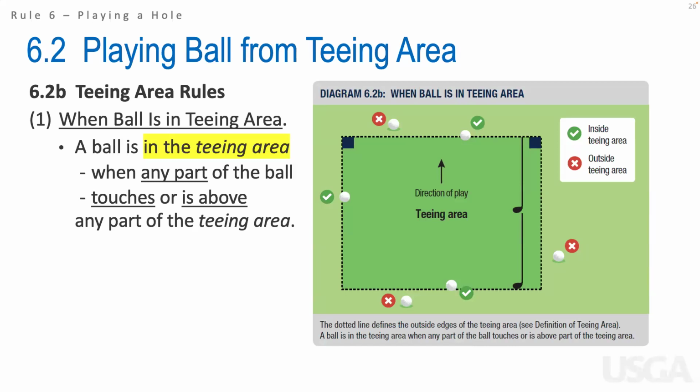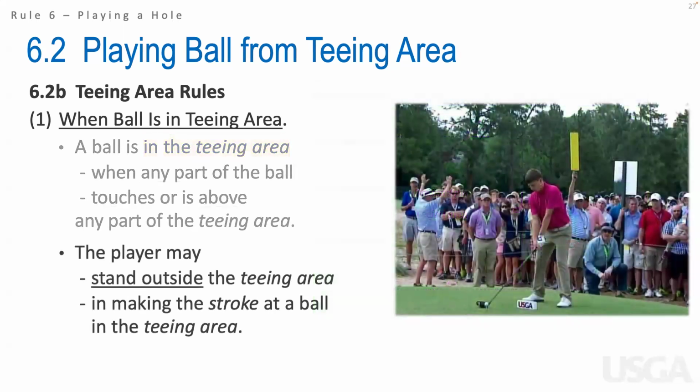But this is a great diagram showing you when your ball is inside the teeing area or if it is outside the teeing area. If it's touching any part of that rectangle, then you are totally fine and your ball is in the teeing area. You can stand outside of the teeing area. The rules don't require you to stand within that rectangle. As you can see here, Matt Fitzpatrick is standing outside. Totally fine, not a big deal.